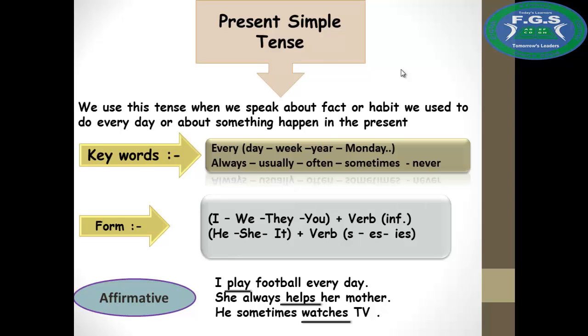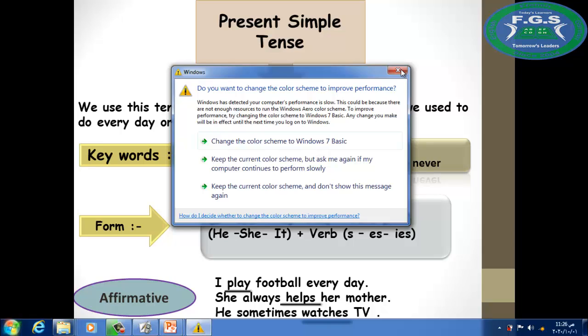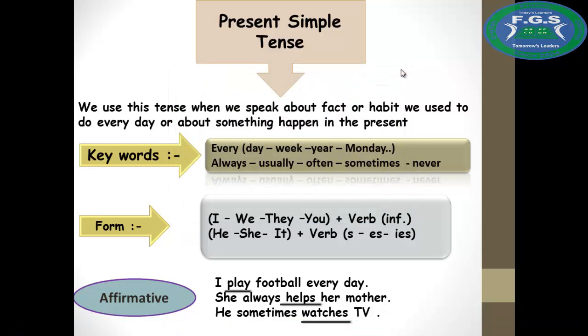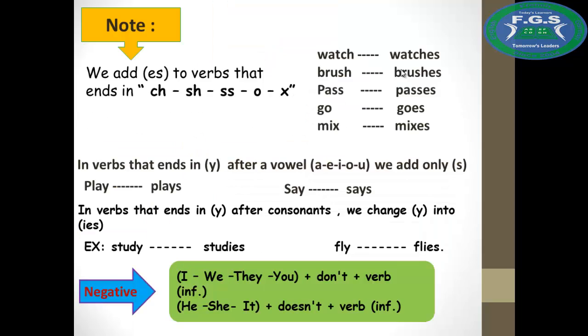So, what is the form of the present simple tense? The form is I, we, they, and you, plus verb in infinitive. For singular, he, she, or it, plus verb followed by s or es or ies. In affirmative sentences, we can say, I play football every day. Number two, she always helps her mother. Number three, he sometimes watches TV.